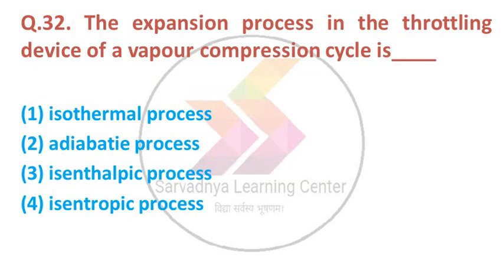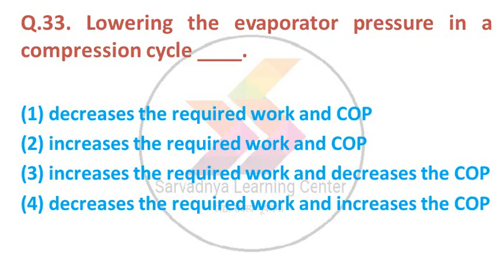Next question. The expansion process in the throttling device of the vapor compression cycle is dash. Option 1, isothermal process; second, adiabatic process; third, isenthalpic process; 4, isentropic process. The correct answer is option number 3, isenthalpic process. Next question. Lowering the evaporator pressure in a compression cycle: option 1, decreases the required work and COP; second, increases the required work and COP; third, increases the required work and decreases COP; 4, decreases the required work and increases the COP. The correct answer is option number 3, increases the required work and decreases the COP.